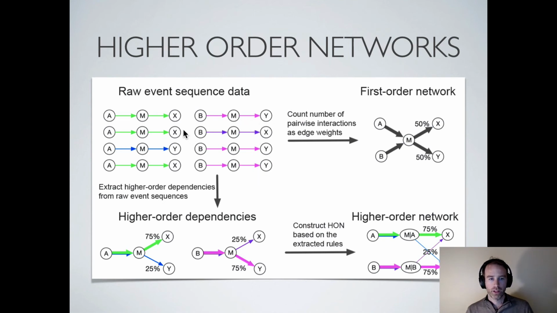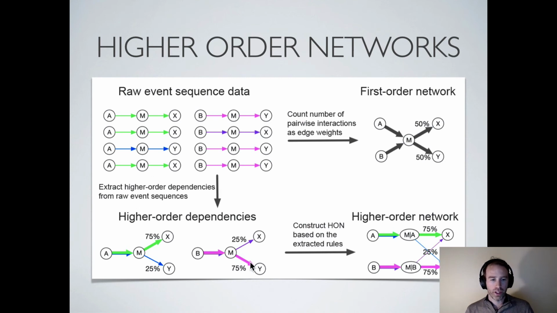Okay? So here, if you're coming from A after M, you have 3 chances out of 4 to go to X. But if you're coming from B and you're on M, then you have 3 out of 4 chances of going to Y. So if you forget about this information and just look at the pairs of trips, you see that if you're on M, you will consider that you have 50% chance of going to X and 50% chance of going to Y.